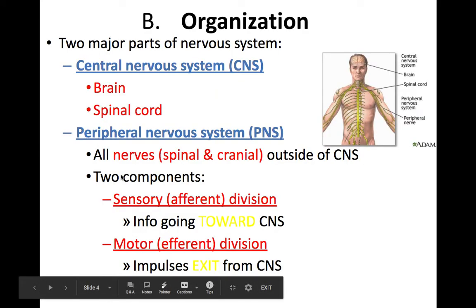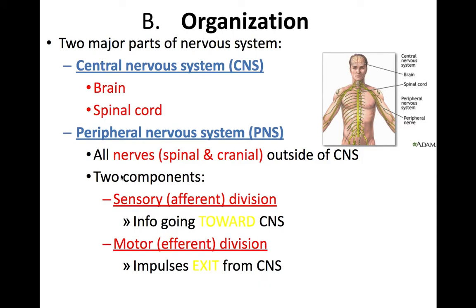Okay. So next, let's talk about organization of the nervous system. When we talk about organization, we're going to talk about both structural and functional ways that all of the nerves and your brain are organized.